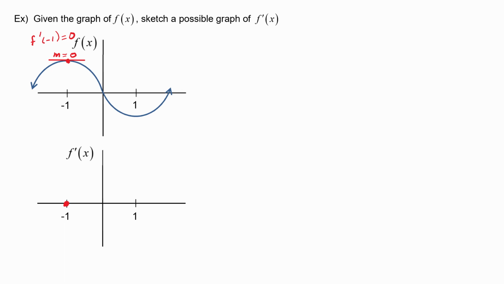The same thing happens at x equals 1. Right here, we see that the slope of the tangent is 0. So that means f prime of 1 is exactly equal to 0. So we come down here and put a y value of 0. Remember, the slope of f gives the y value of f prime. Now what we want to do is estimate the slope at a few points on the graph.